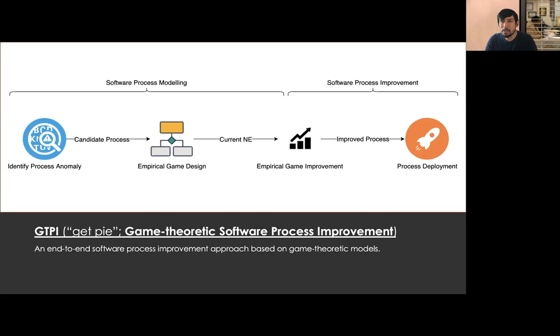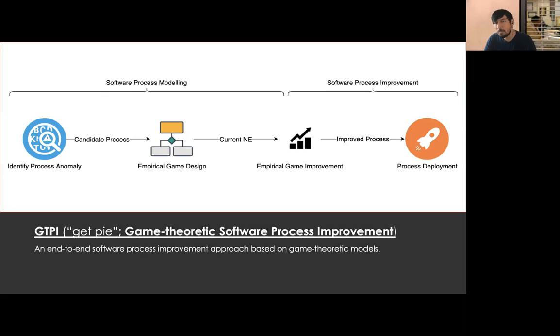We believe that many software processes suffer from a similar problem, converging towards unwanted behavior at equilibrium. To address this issue, in our paper we proposed GTPI, a software process improvement approach based on game-theoretic models. GTPI stands for Game-Theoretic Process Improvement and is composed of 4 steps.